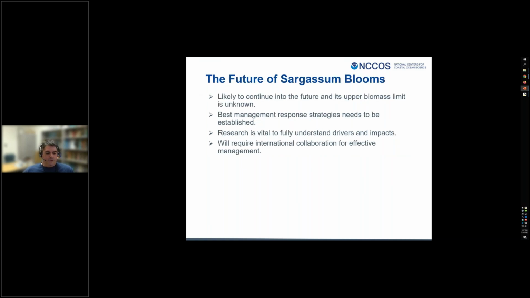What the future holds can never be known, but we can guess that these large blooms are likely to continue and that we may not yet know how large the sargasso belt can get. Management strategies are forthcoming as agencies are already trying to tackle the issue. Although we know enough to start developing these strategies, there's still some research that is needed to fully understand the bloom drivers and the impacts. And finally, the Sargasso issue will require international collaboration if we're going to tackle it in an effective and environmentally responsible manner.